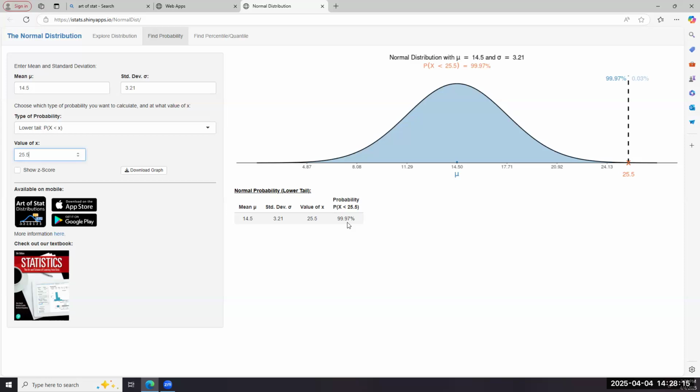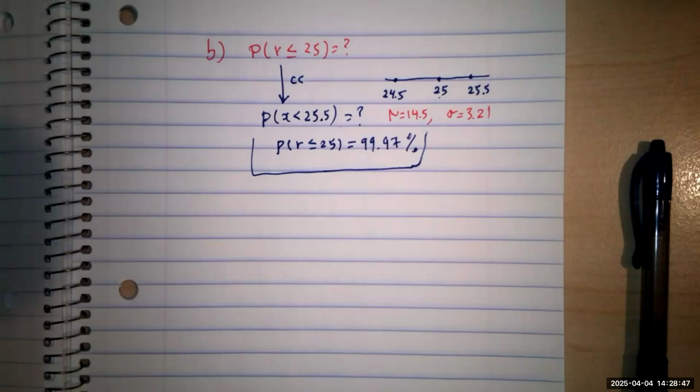Okay, so the final answer for this one is going to be the probability that R is less than or equal to 25 is 99.97%. So the probability part, of course, out of stats, gives you a very nice one. But make sure that you change it to the probability of X to be less than X, and the X is 25.5. That's it. That is normal distribution.